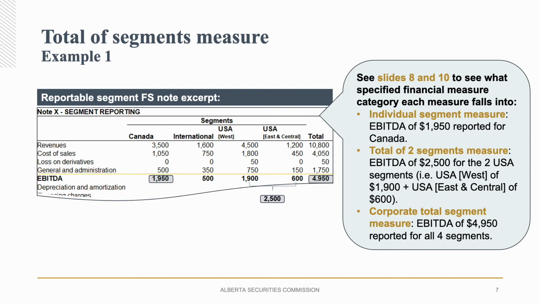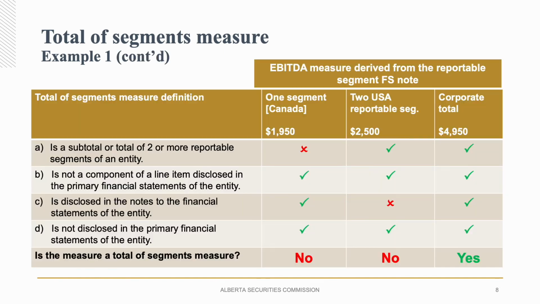1, EBITDA of $19.50 for the individual Canadian segment. 2, EBITDA of $2,500 for the total of the two US segments. And 3, EBITDA of $49.50 for the corporate total. On this slide, for each measure, I will go through each paragraph of the total of segments measure definition to see if it meets the conditions.